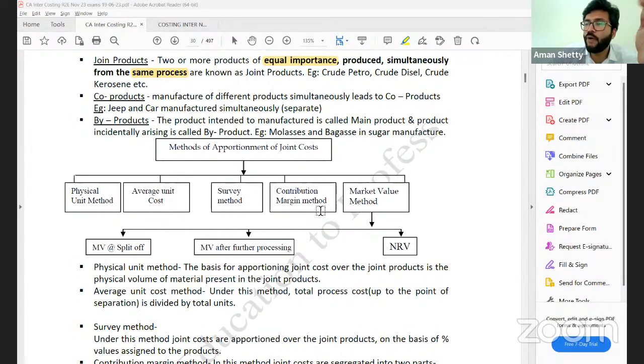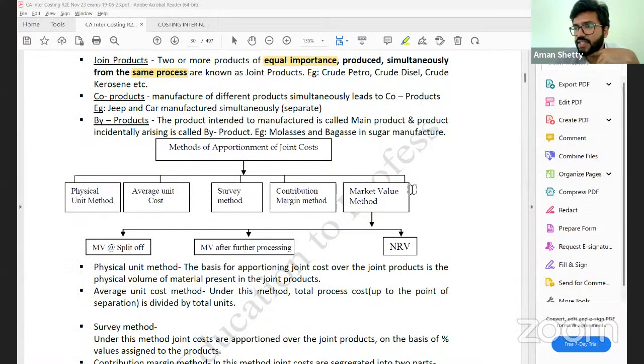Then survey method, some point value method based on research and analysis will be given. You apply those point values and you get, that is a survey method. Contribution margin method is important, wherein variable cost will be based on what? Variable cost will be based on a basis something like the physical output, etc., because it varies per unit. Whereas your fixed cost is based on contribution. Your fixed cost is apportioned based on contribution. That is your contribution margin method.